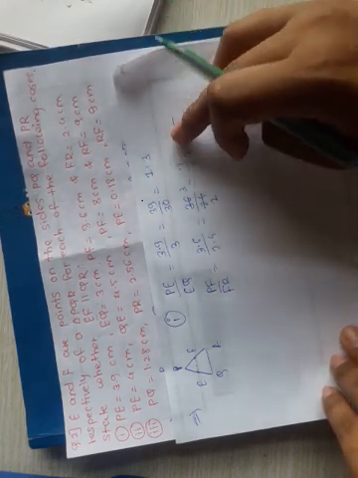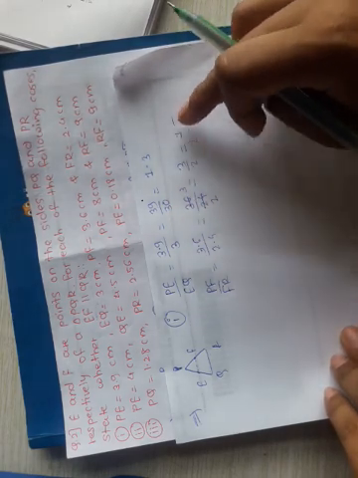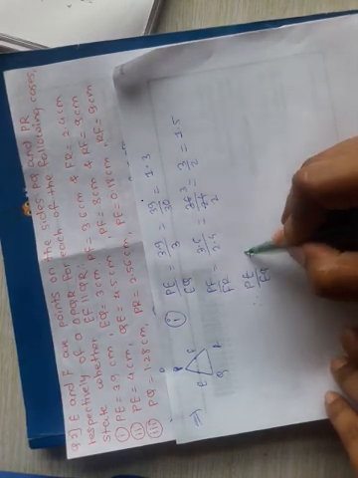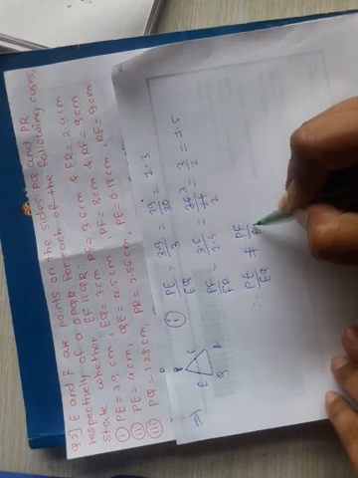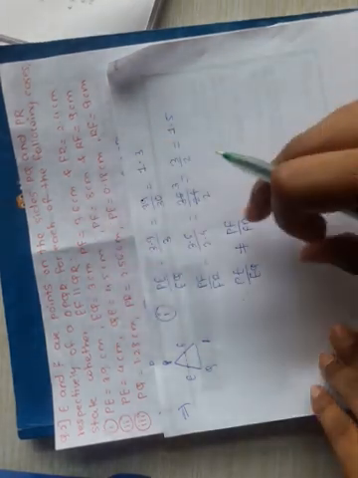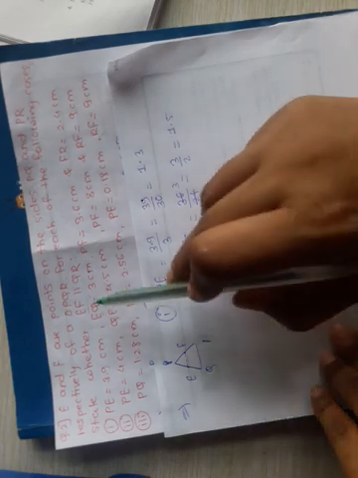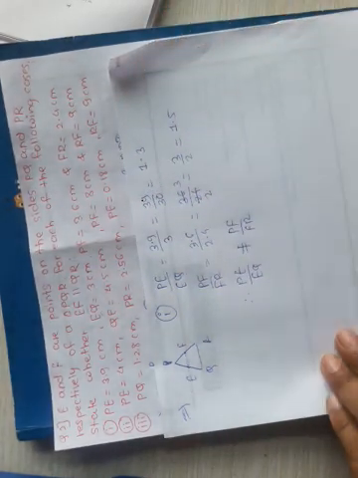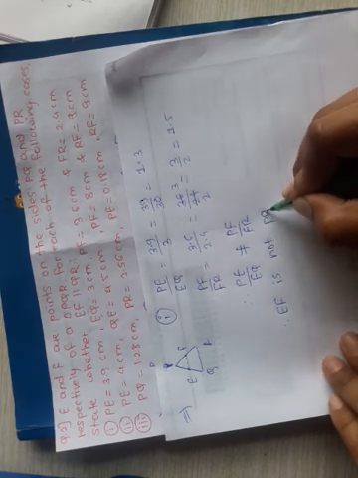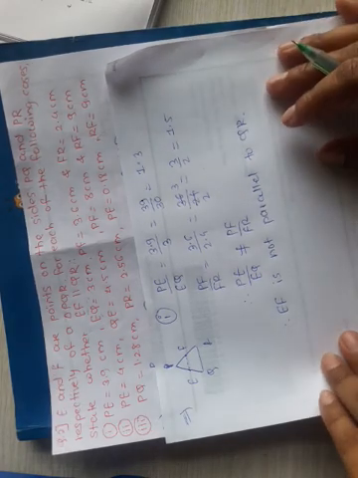So PE upon EQ is 1.3 and PF upon FR is 1.5, which means these two ratios are not equal, and therefore we can write PE upon EQ is not equal to PF upon FR. If these ratios were equal, then we could say that EF is parallel to QR. But these ratios are not equal, and that's why we can say that EF is not parallel to QR. So write down: EF is not parallel to QR.